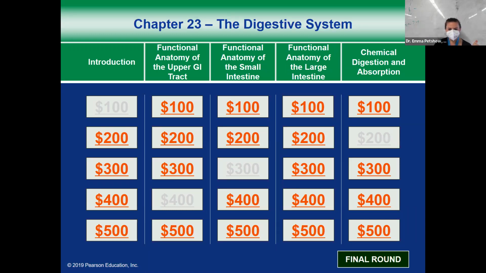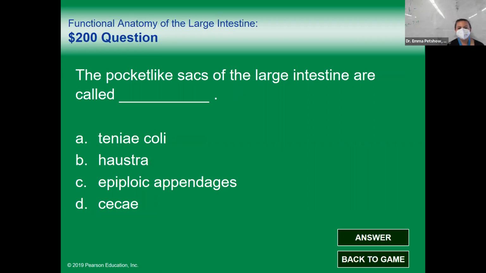Love it. The pocket-like sacs of the large intestine are called, here's some anatomy. You wanted it, now you get it. Taeniae coli, haustra, epiploic appendages, or ceca? So think, what's a pocket-like sac of a large intestine? If you have no idea, take your best guess. I see some answers there that are correct. I'm excited. I see some guesstimations probably, which is good.